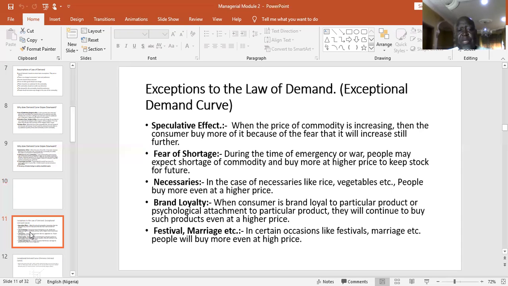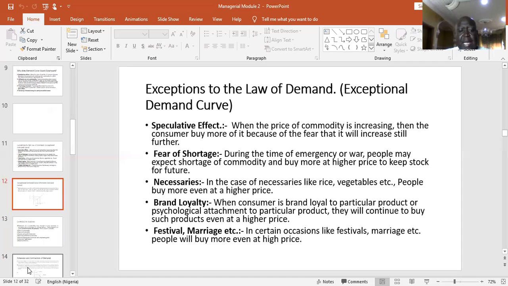And then fear of shortage, they're all talking about the same thing. And any other things, and brand loyalty. Some people stick to places, and people stick to MTN, despite the fact that MTN can be very erratic and frustrating. But because of that, people are sticking.